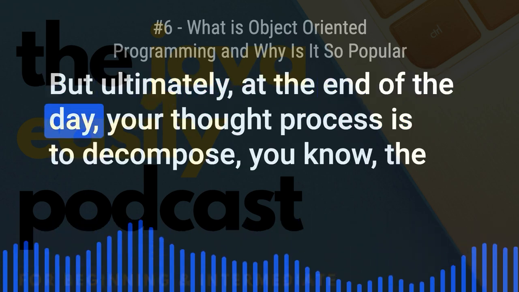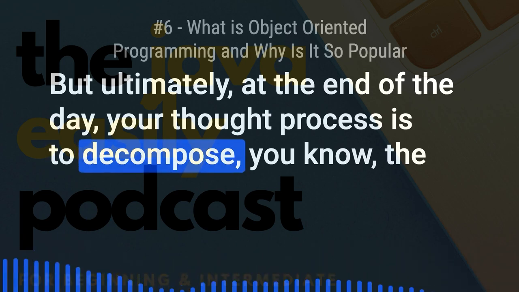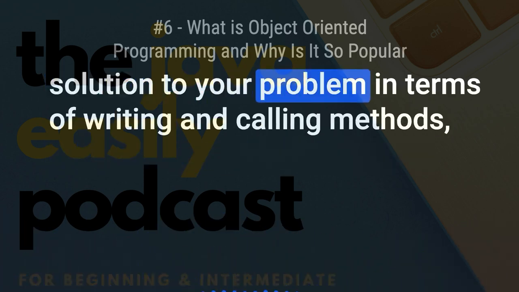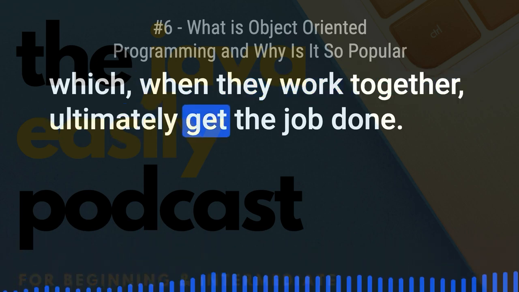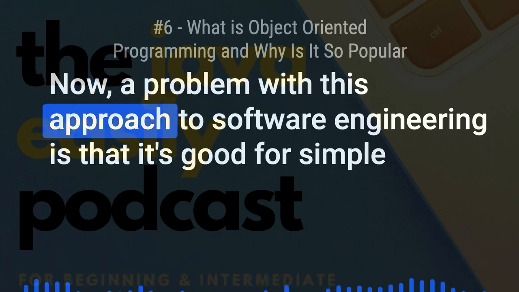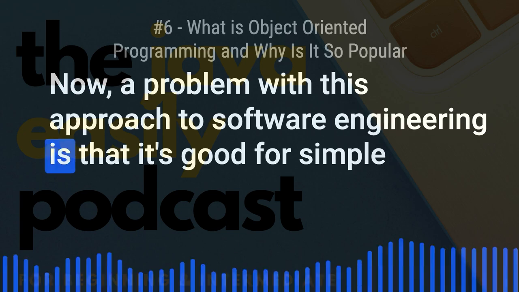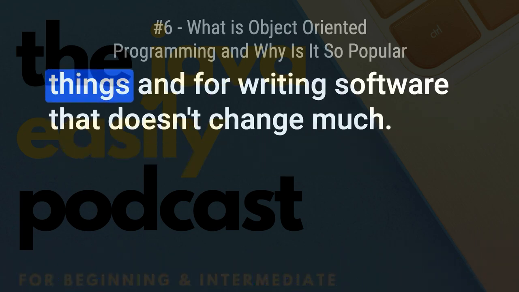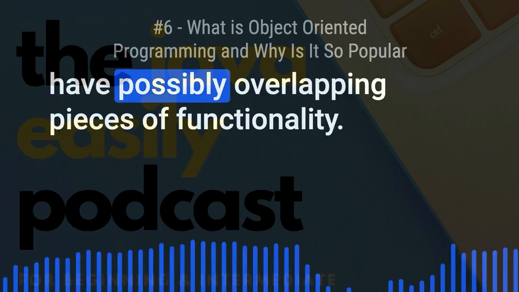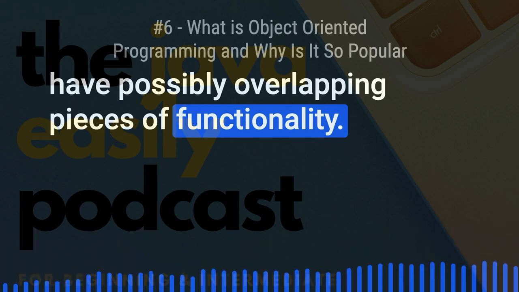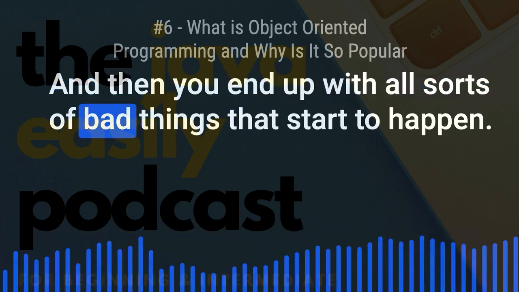But ultimately, at the end of the day, your thought process is to decompose the solution to your problem in terms of writing and calling methods, which, when they work together, ultimately get the job done. Now, a problem with this approach to software engineering is that it's good for simple things and for writing software that doesn't change much. However, where it falls down is when you have much larger systems where you have possibly overlapping pieces of functionality, and then you end up with all sorts of bad things that start to happen.